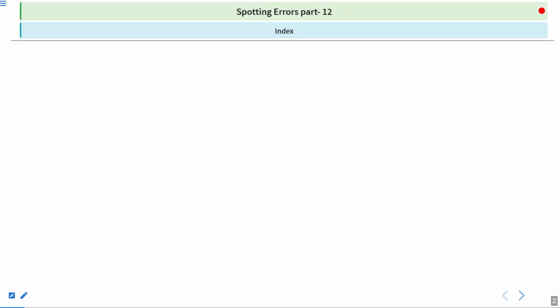First of all, the index. Introduction of subject-verb agreement. Important rules of subject-verb agreement.